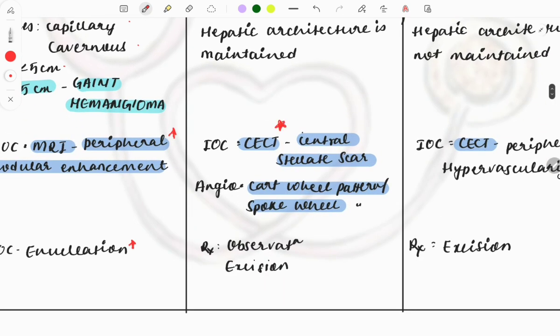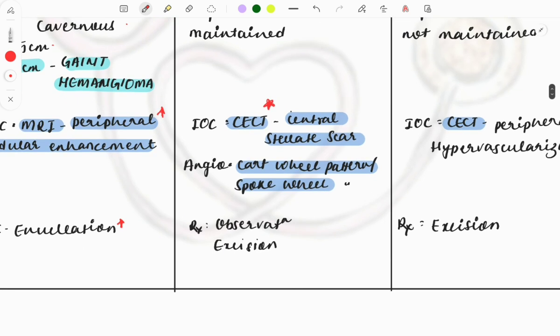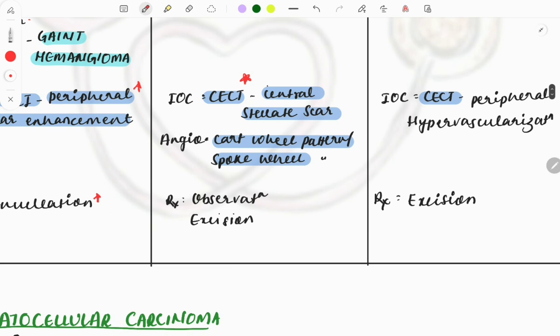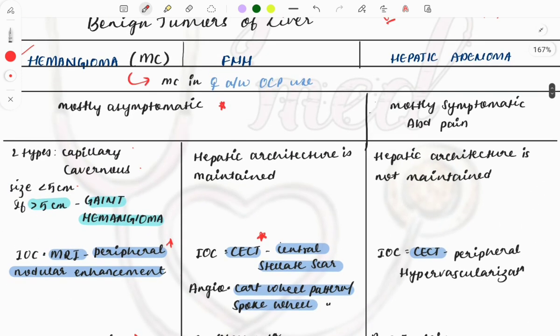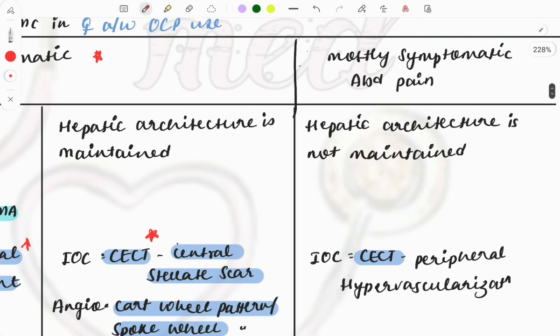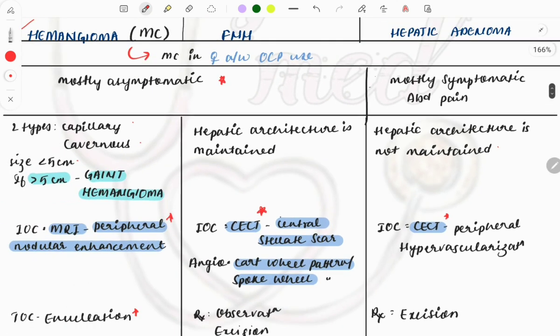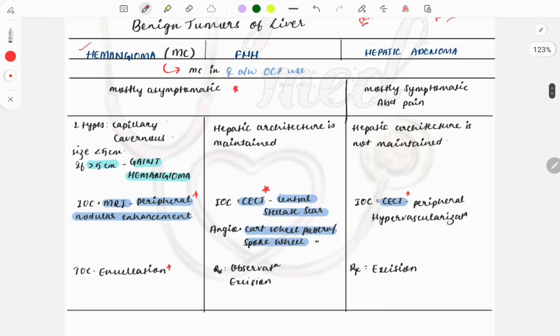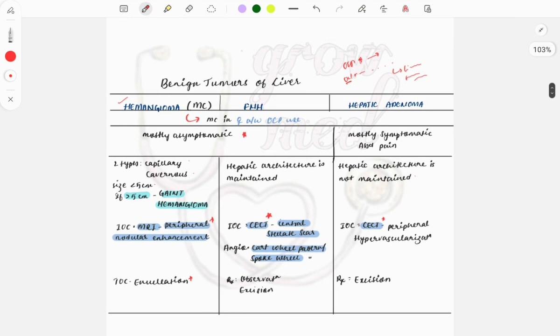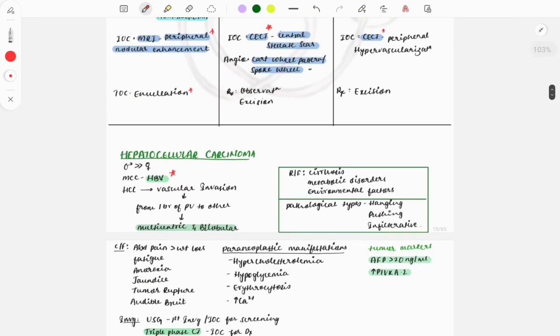Then moving on to FNH, focal nodular hyperplasia: hepatic architecture is maintained in this one. The investigation of choice, this is a repeat topic and a must-know topic, is CECT, and on CECT we can see the central stellate scar, and on angiography we can see a cartwheel pattern or spoke wheel pattern. Treatment is observation plus excision. This one is for FNH. Then in hepatic adenoma, hepatic architecture is not maintained, and the investigation of choice is again CECT, where peripheral hypervascularization can be seen. Treatment is excision. Okay, so these are the benign tumors and the associated points which you must remember.